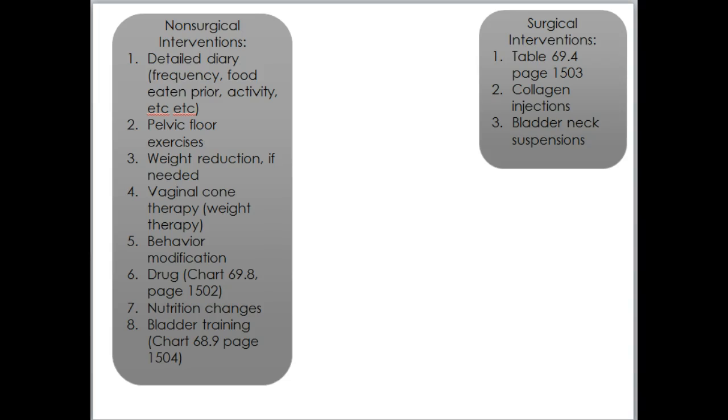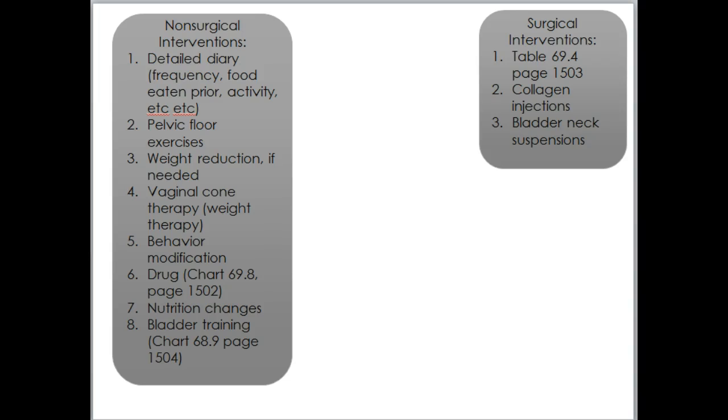We can also do some surgery as needed. A lot of it is on table 69.4, page 1503, and a lot of it has to do with what is going on with the sphincters or the bladder. Is the bladder, like, prolapsed? And then they can also do collagen injections to help, and that just provides support around the bladder neck.